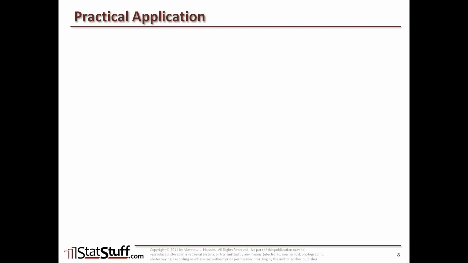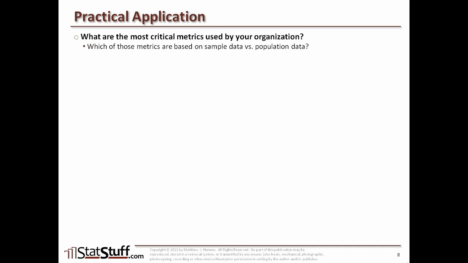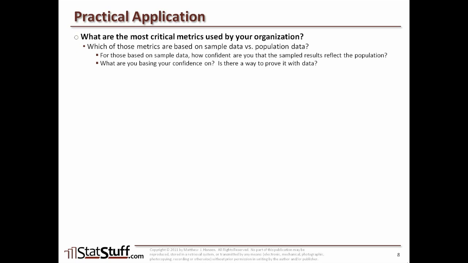All right, before we close this lesson, let's discuss how we can apply some of these concepts in a practical way. What I'd like you to do is to examine some of the metrics that are used in your current organization and ask some of these questions about each of those metrics. That is, which of those metrics do you think are based on sample data versus where you're using population data? And for those that are using sample data, how confident are you that those sampled results are actually reflecting the population? And what are you basing your confidence on? If you think you're very confident, then what's making you feel so confident about it? Is there a way that you can prove your level of confidence with data that the sample truly reflects the population? That's okay if you don't know how to prove that yet.